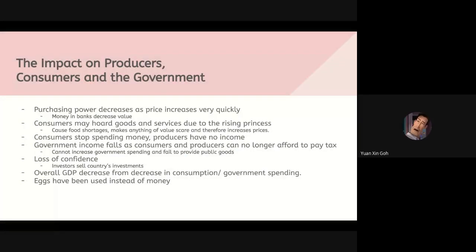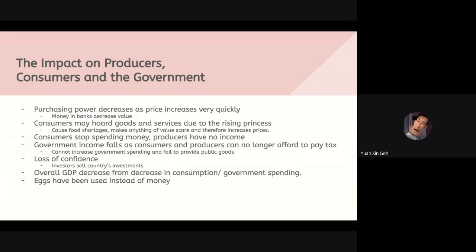So the impact on producers and consumers: since hyperinflation is just inflation that occurred very, very quickly, purchasing power has decreased. So money everywhere has decreased in value. Because of this, prices of goods and services may have gone up, and therefore consumers may hoard goods and services.